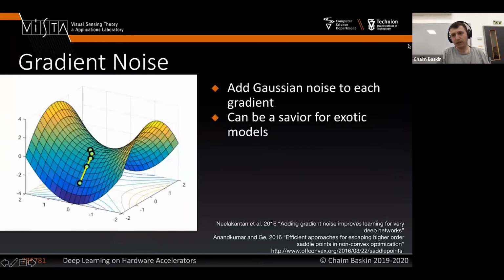Another option that you have: let's revisit the saddle point. Here we have the saddle point. We don't know what to do. We are stuck. What we want to do is use noise. Our noise will help us, so we can add noise to the gradient, normally sampled from some Gaussian distribution. So we add Gaussian noise to each gradient, and it can be a savior for exotic models, of course, but it will help us to avoid saddle points.